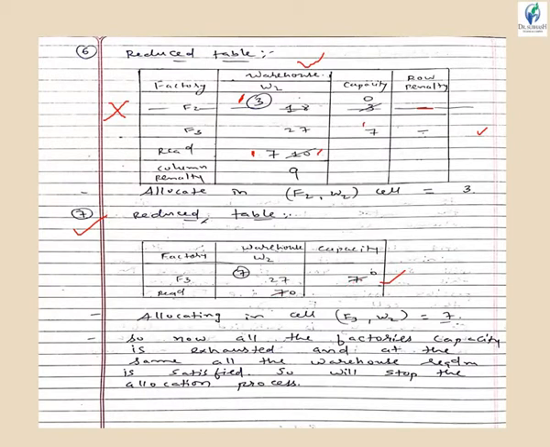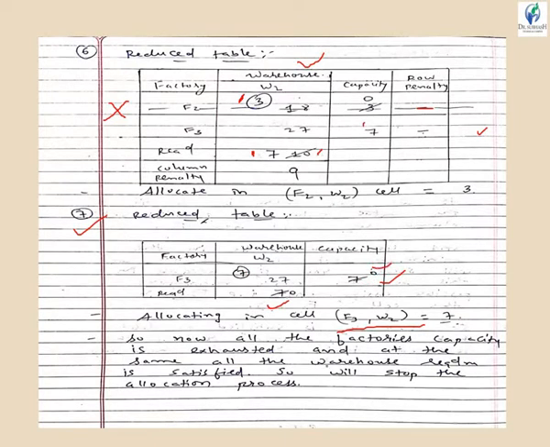So both the requirement is also 7 and the supply capacity of F3 is also 7. So we will allocate that value, 7, in cell F3 W2. You can see W2's requirement is satisfied, so that is 0, and at the same time F3's supply capacity was 7, which we have already allocated to this warehouse, so its supply capacity is also now 0.